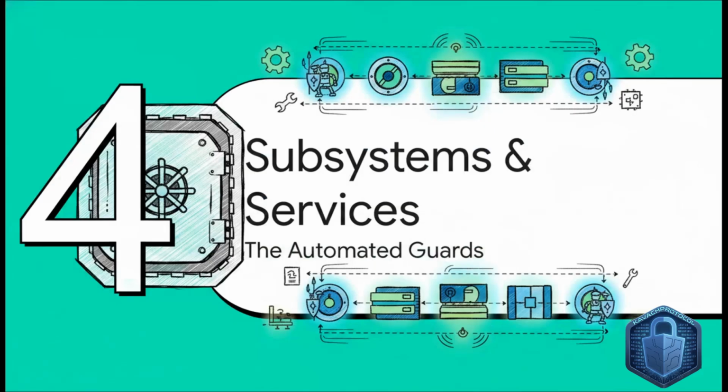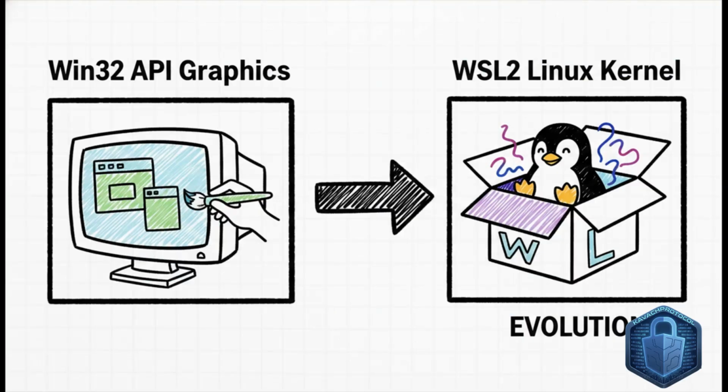Section 4, Subsystems and Services, the Automated Guards. Okay, so once the vault is built and the OS is running, we're outside the inner vault now. This is where the operating system actually does its useful day-to-day work for you. Windows relies heavily on subsystems for this. The main one you interact with is the Win32 API, which handles all the visible stuff: graphics, windows, user input. But Windows has evolved wildly over the years. It actually now even includes WSL2, the Windows Subsystem for Linux, which literally runs an actual native Linux kernel right inside of Windows. Pretty wild, right?